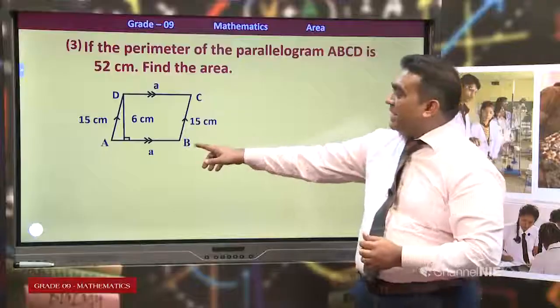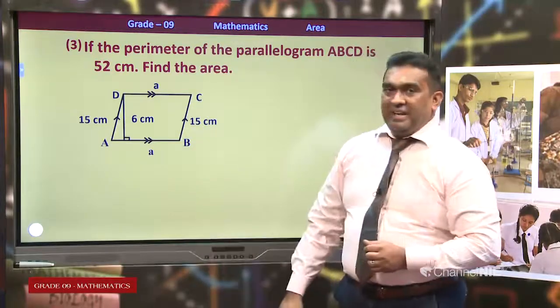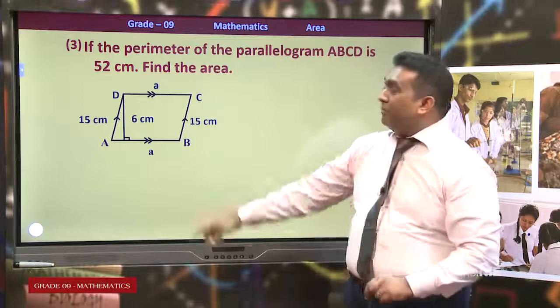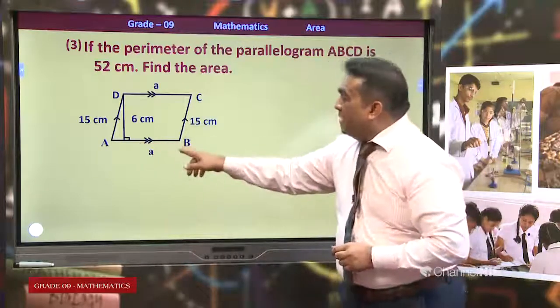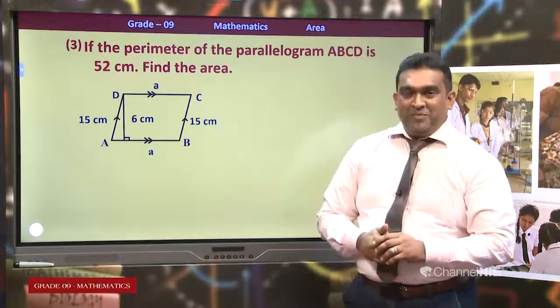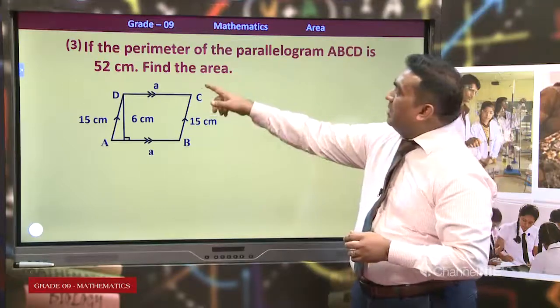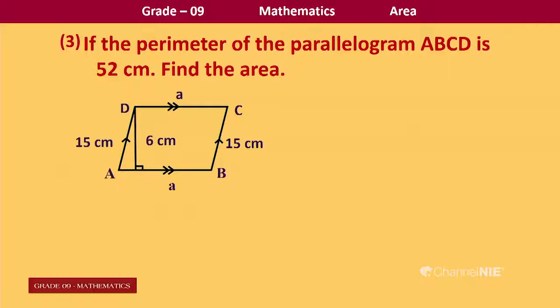How many sides here? AB, BC, CD, DA. What is the perimeter of this parallelogram? AB plus BC plus CD plus DA. That is the perimeter of this parallelogram, right? If the perimeter of the parallelogram ABCD is 52 centimeter, find the area.